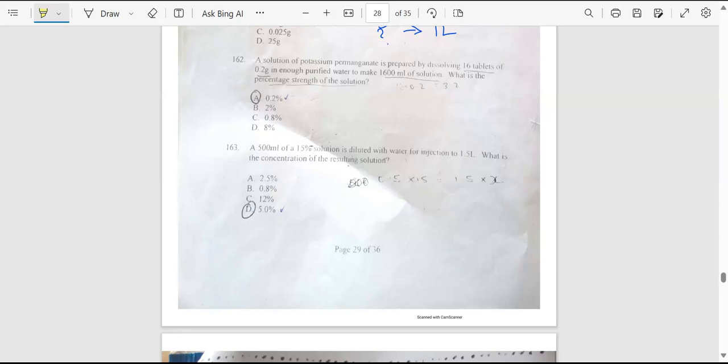So we'll go through the question again. The 16 tablets you multiply by 0.2, you get 3.2. And we're looking per every 100 ml. So if 3.2 grams is present in 1600 ml, what about 100 ml? So you'll do 100 times 3.2 divided by 1600, which gives 0.2. So the answer is A.